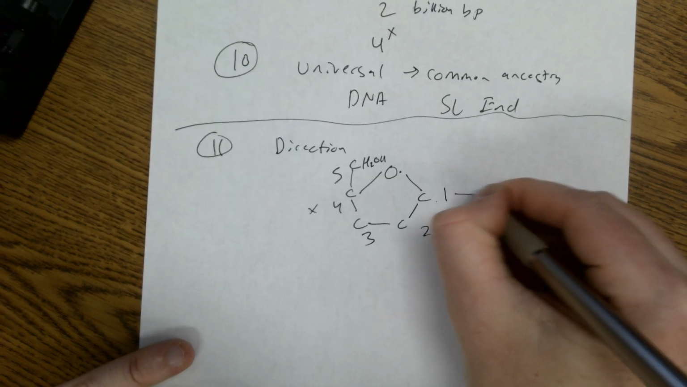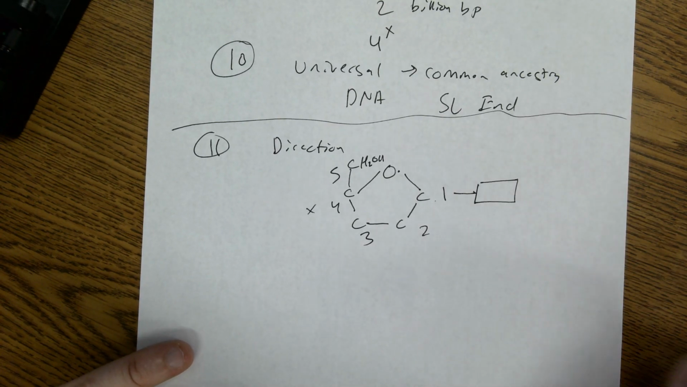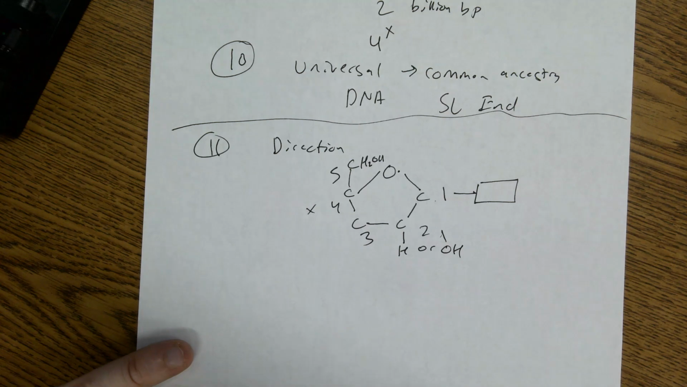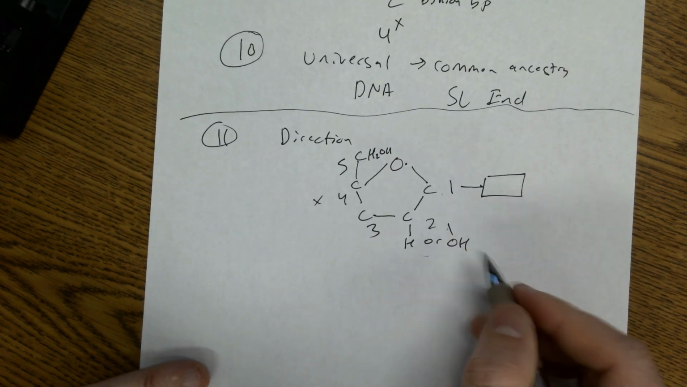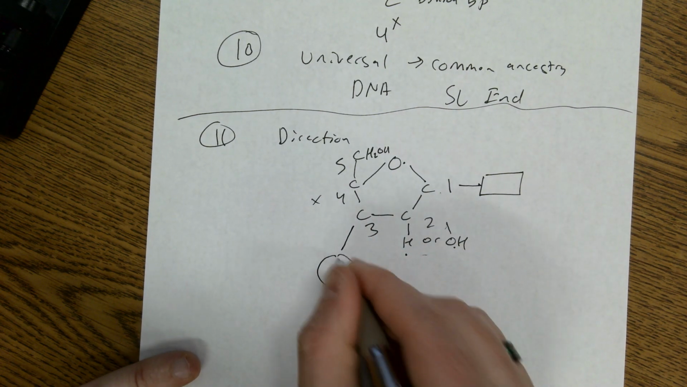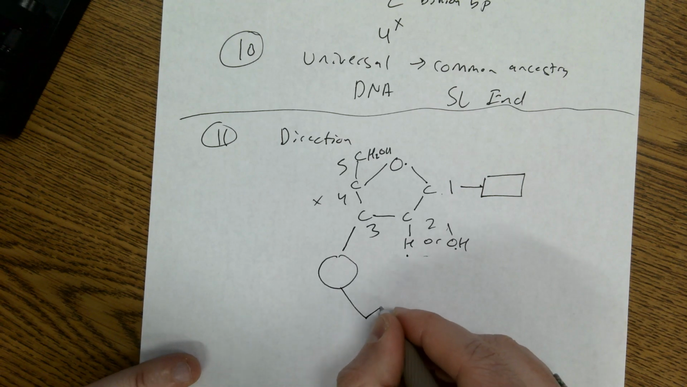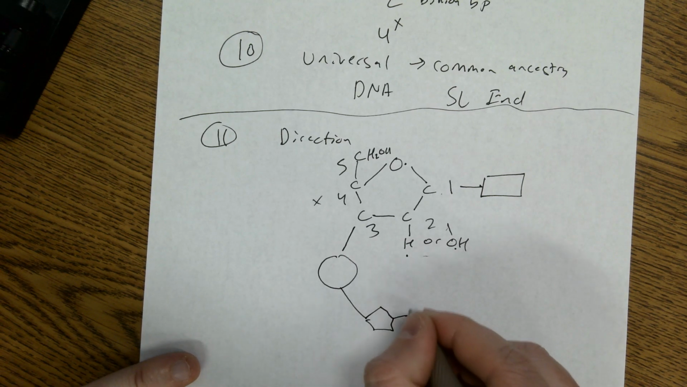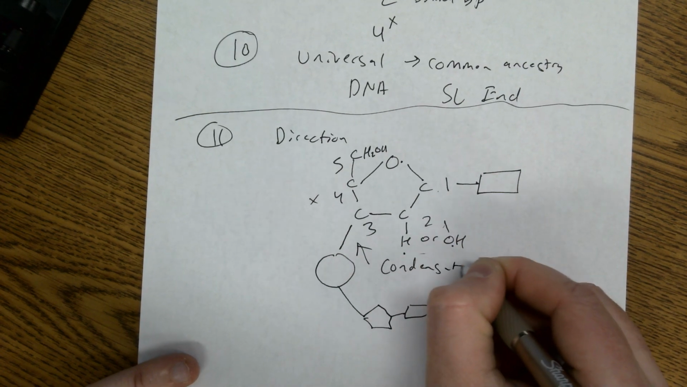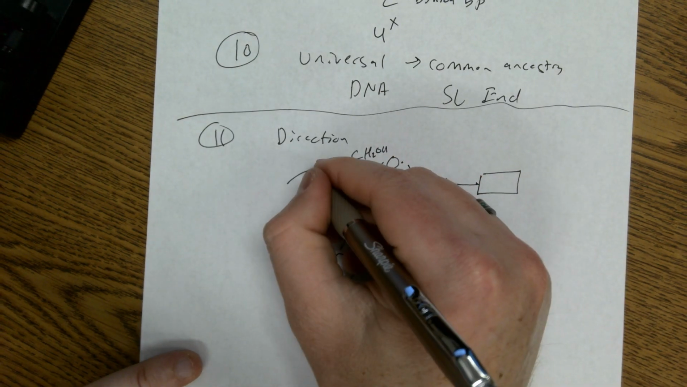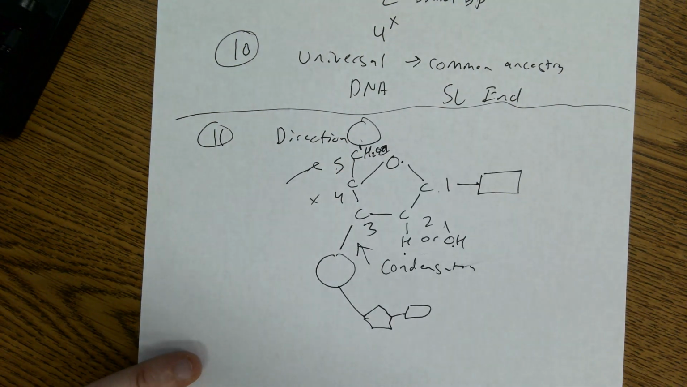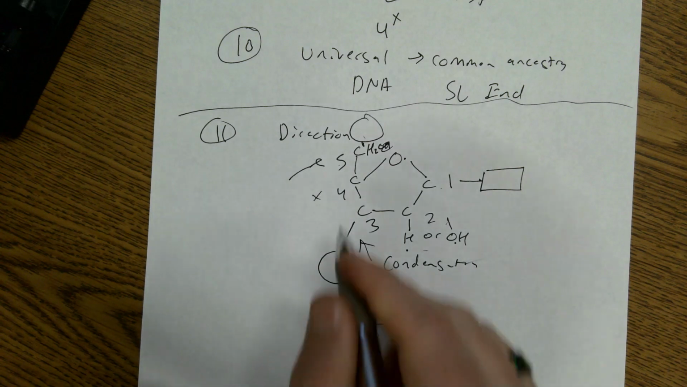Carbon 1, this is where the nitrogenous base attaches. Carbon 2 tells you if it's ribose or deoxyribose. Carbon 3 is where you make the polymer to monomer linkage. This is where the new one hooks in through condensation. And then carbon 5 is where the phosphate links in. So each of these carbons matters.